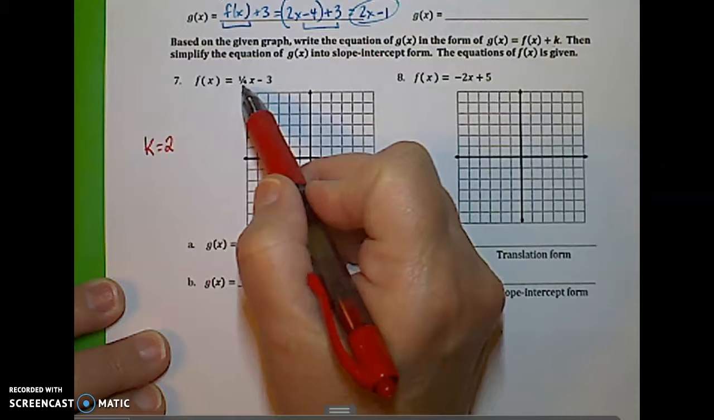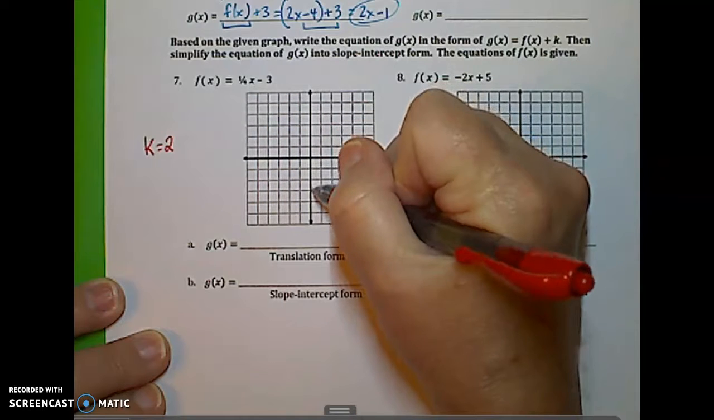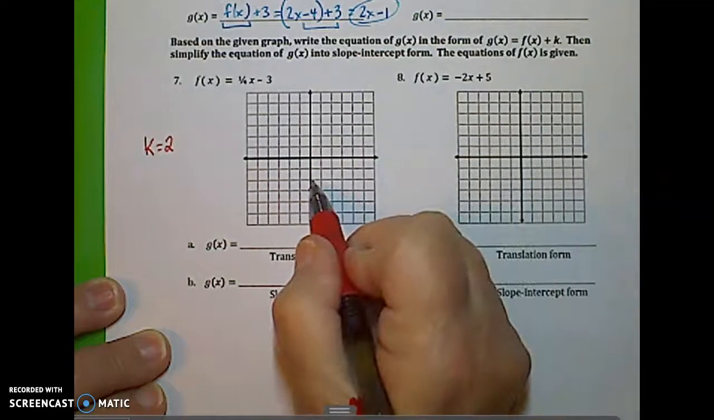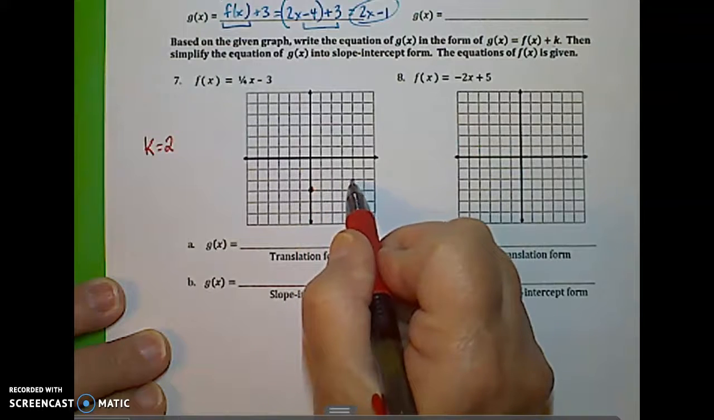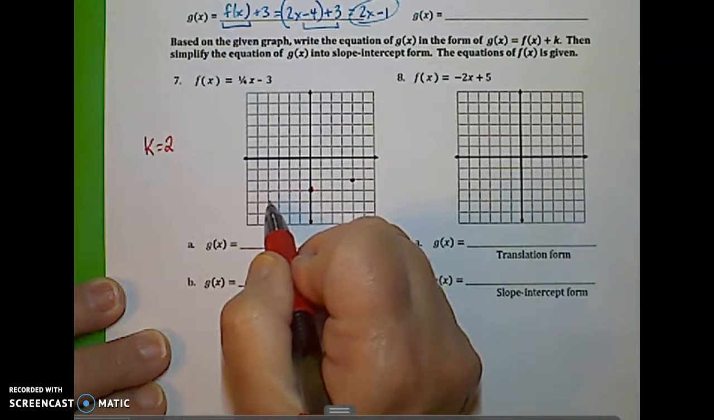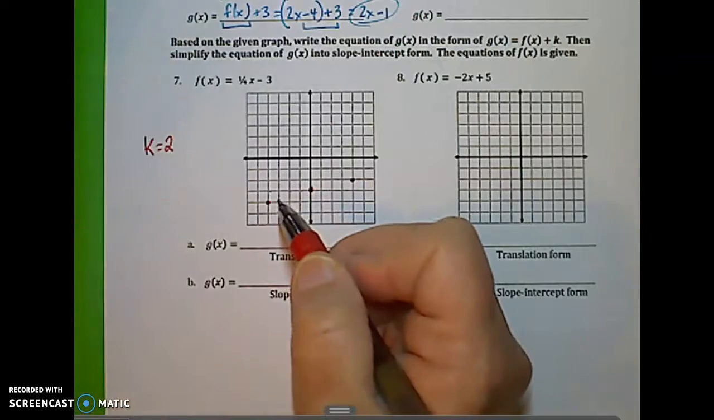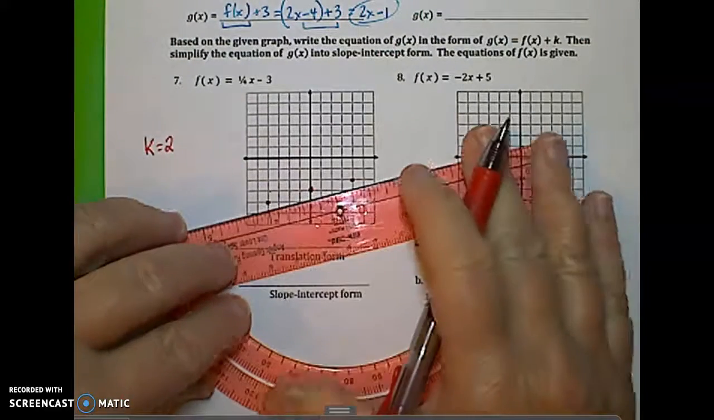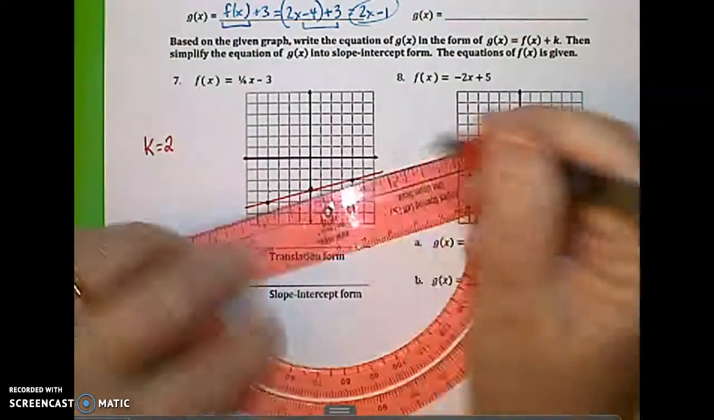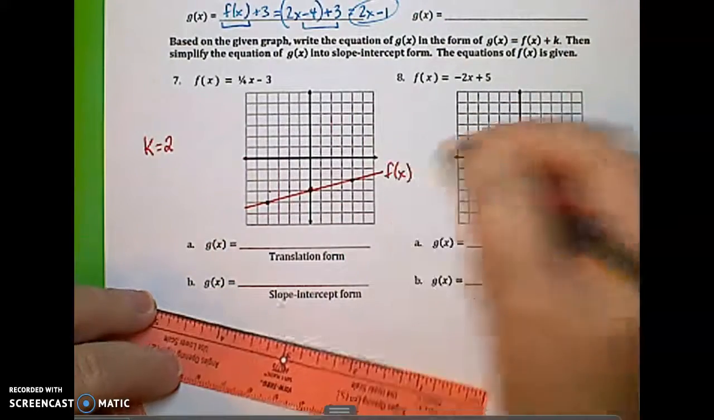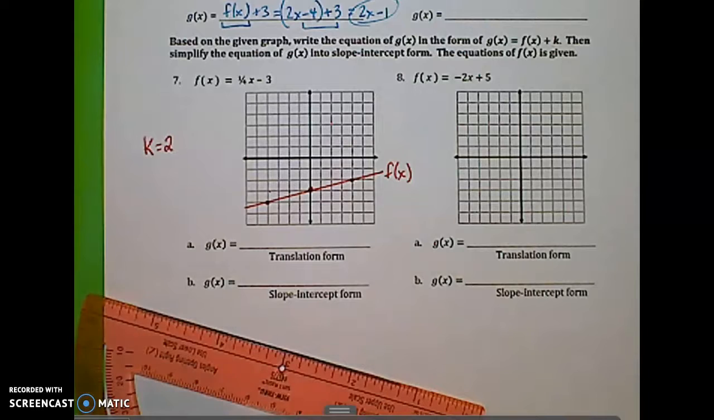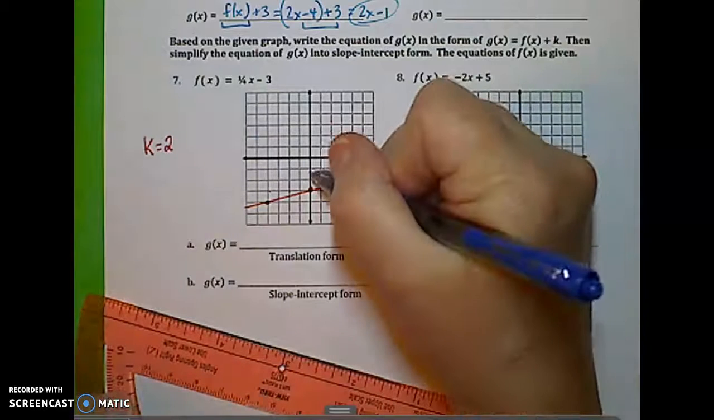So here we go. We have -3 is our intercept, and our slope is 1/4. That's going to be up 1 over 4. And I can't mark another one, so I'm going to go the backwards direction. Over 4, down 1. This is my f of x graph. I'm going to label it as f of x. And I want my translation to be positive 2. So I'm going to go up 2.